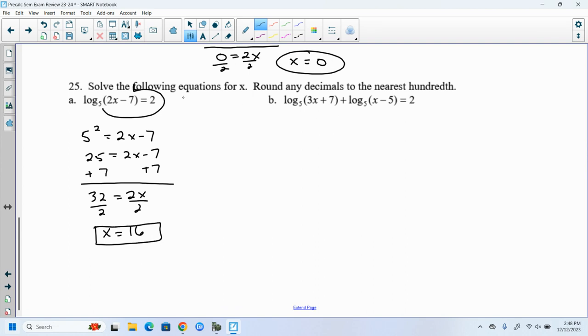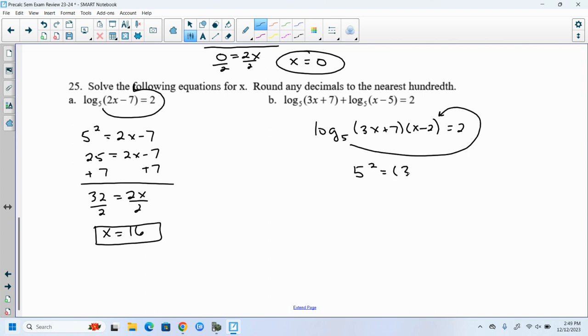Now for the second one, before I can write an exponential form, before I can do the swoop method, I have got to condense and get a single log equals a constant. So this becomes the log base 5, and then those multiply together and equal 2. So again, we run into the same case. I get a swoop, which gives me 5 squared equals, and then 3x plus 7 times x minus 2.